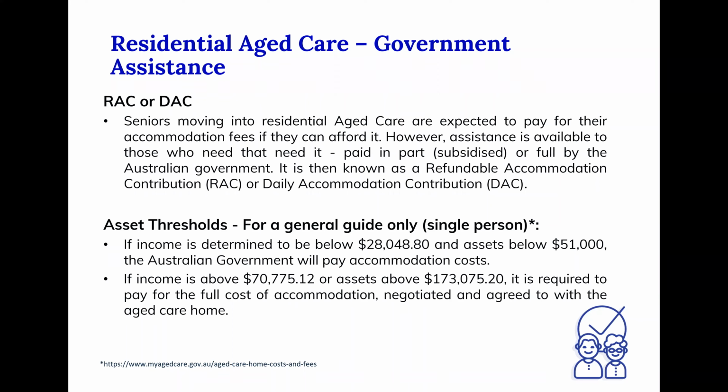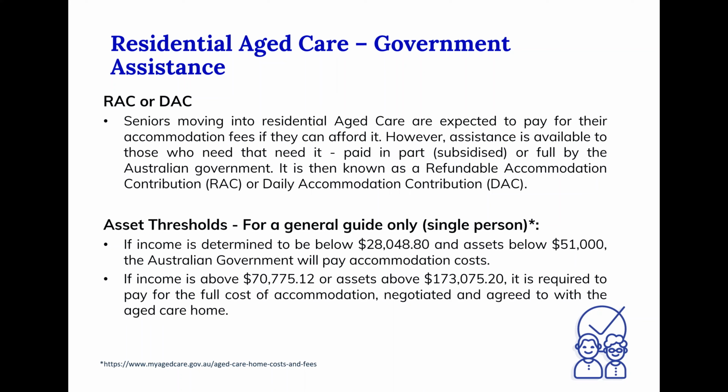However, if income is above $70,775, or assets are above $173,000, it is required to pay for the full cost of accommodation, negotiated and agreed to with the aged care home. So really, the RAC and the DAC are subsidised between these thresholds, basically.